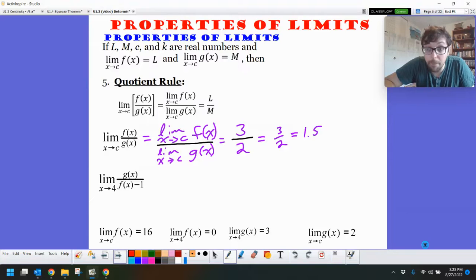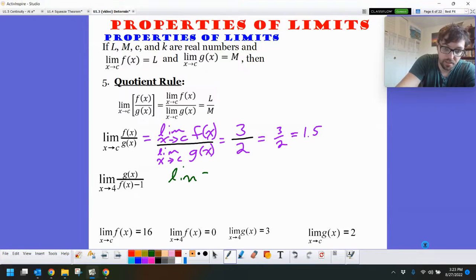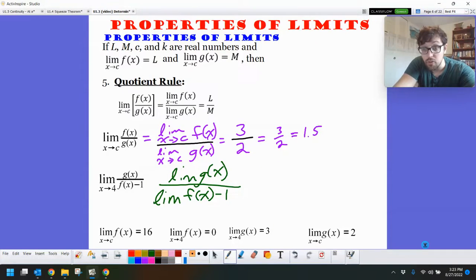Our last-ish property of limits is the quotient rule. Similar to multiplication, we can do the same thing with division. So if we've got two things being divided, we can make it a top limit over a bottom limit. So we get this limit of g of x over the limit of f of x minus 1. But hey, that's a subtraction. We talked about that earlier. We can break that up into two things.